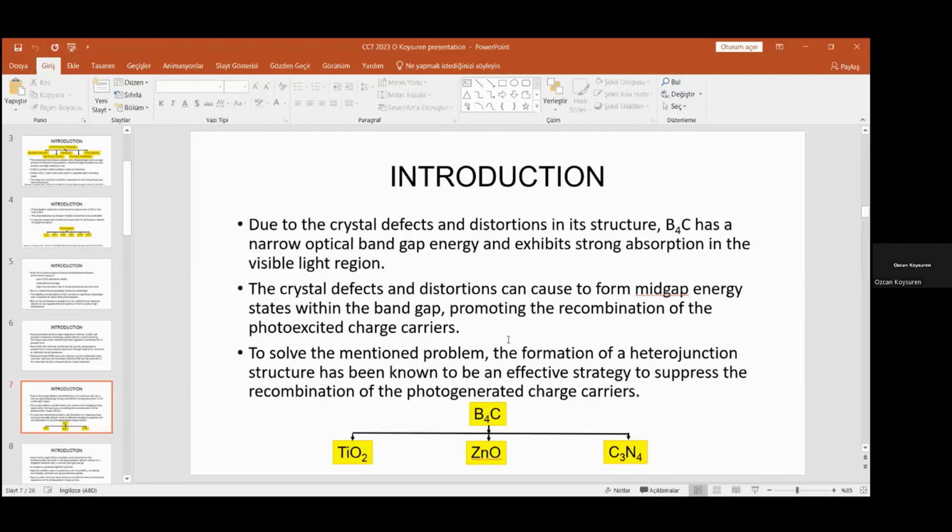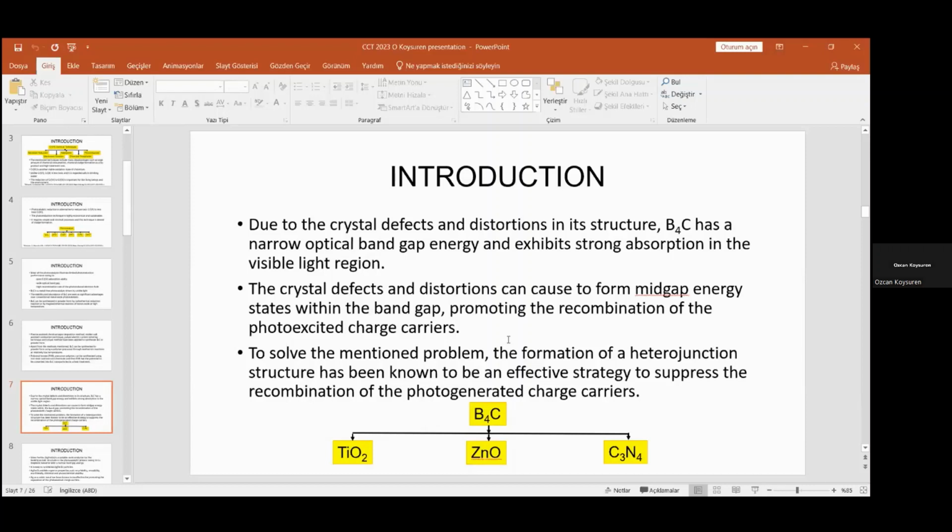Boron carbide possesses crystal defects and distortions in its crystal structure, which result in an almost narrow optical band gap. This is an advantage in terms of the ability to use sunlight. But the crystal defects and distortion can also cause mid-gap energy states between the valence band and conduction band, and these mid-gap states can promote the recombination of photoexcited charge carriers, and we don't want this situation.